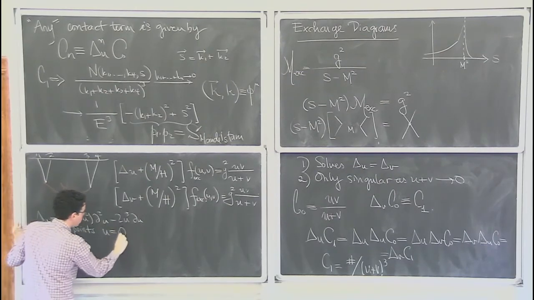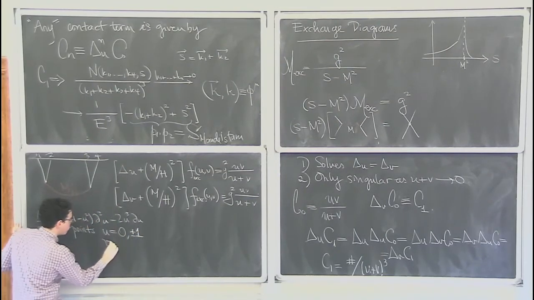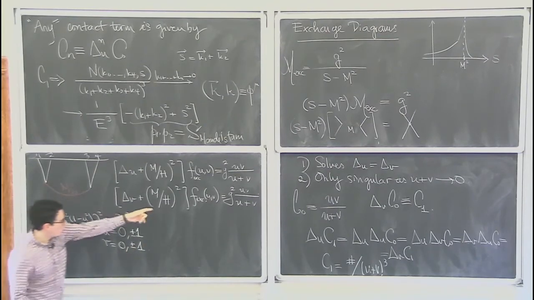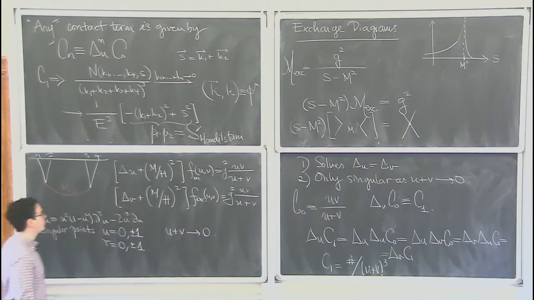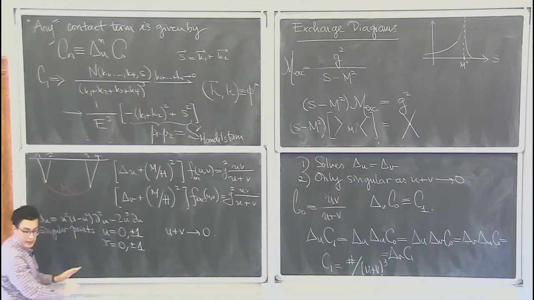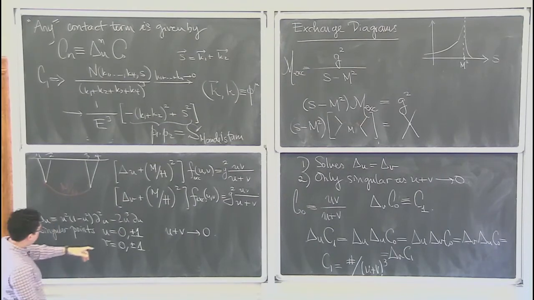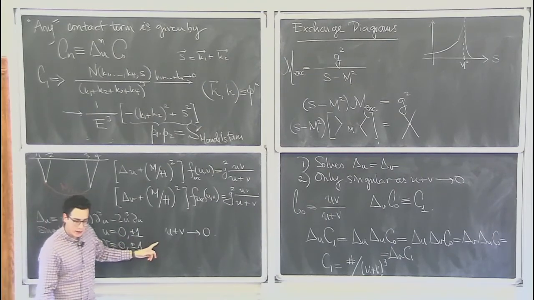are u equals 0 and plus or minus 1. And the same thing for v, 0 plus or minus 1. Okay? And also, because of the source, when u plus v goes to 0. Okay? So the u plus v goes to 0 limit, we already discussed, is when we send everything to very early times. So the whole process is happening at very short distances, you're probing flat space scattering. But now, if you look at each one of the singularities in U and V, there are different kinematical regimes.